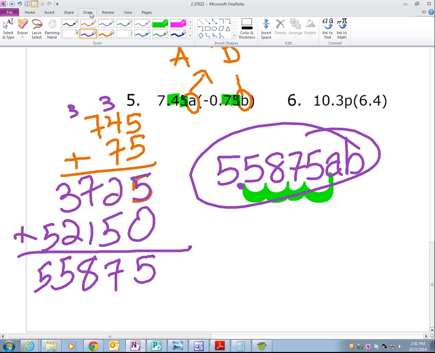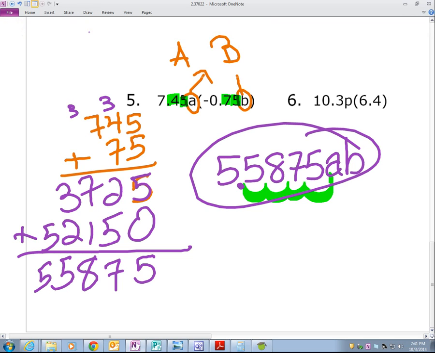Ooh, there's a negative. Thank you. I didn't point to it. I'm trying to go too fast. It's a negative. This is what you should have for that one. You're welcome.